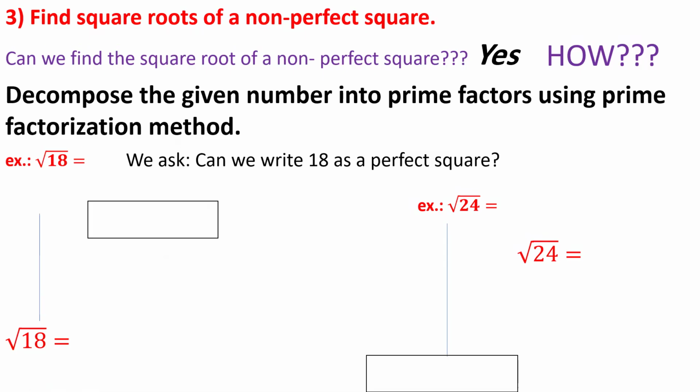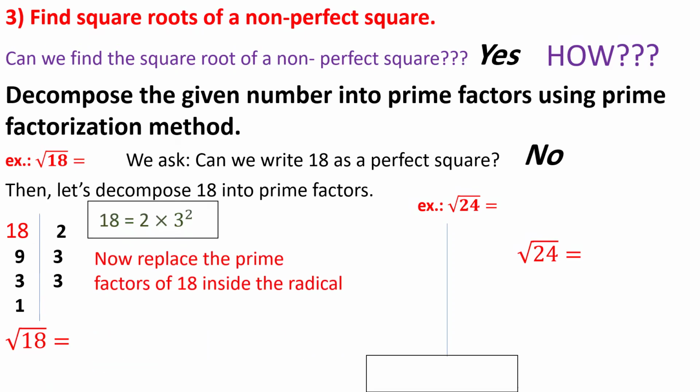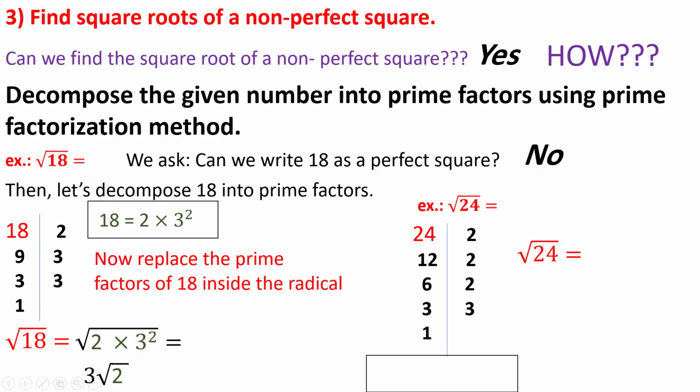No. So I make the prime factorization of 18. 18 divided by 2 is 9, divided by 3 is 3, divided by 3 is 1. So I write the prime factors of 18. Then I replace 18 by its prime factors. And then I have outside 3 radical 2. The answer is 3 radical 2.